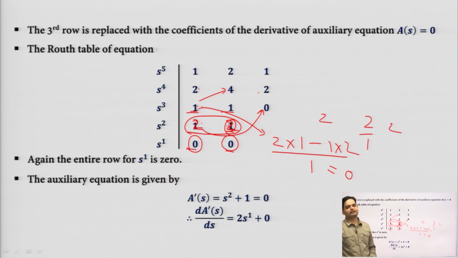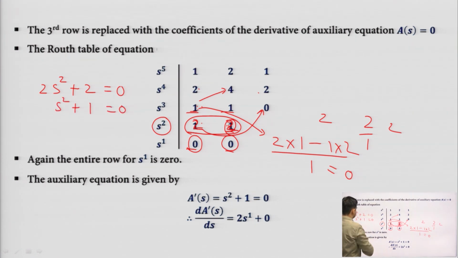So, again this is a special case where after substituting the auxiliary equation element, we are getting again a complete 0 row, right. So, again to replace it, we have to follow this auxiliary equation. I need to choose this even power, so I will write this equation as 2s^2 + 2 = 0. 2 is common to both, so I can make it s^2 + 1 = 0, right.